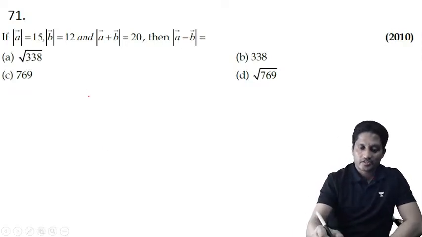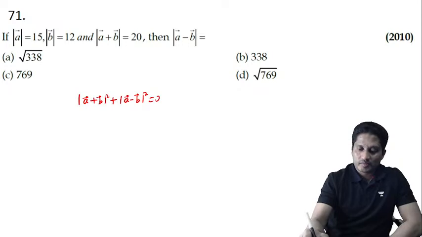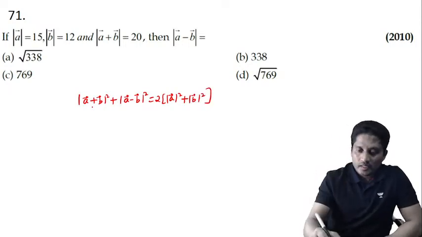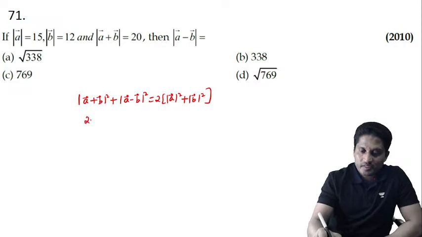Okay, see, actually (a plus b) the whole square plus (a minus b) the whole square is equal to 2 times (a square plus b square), right? 2 times (a square plus b square). (a plus b) the whole square is 20 square, which is 400.